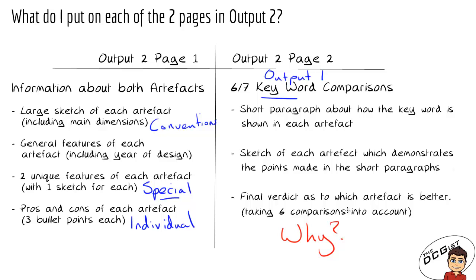The why is where you get the marks in this output, so you need to make sure that you're always thinking about why something is better than something else, or why something works, or why a keyword is shown in a particular way in a particular artifact. Again, I can't stress enough how important the why is.